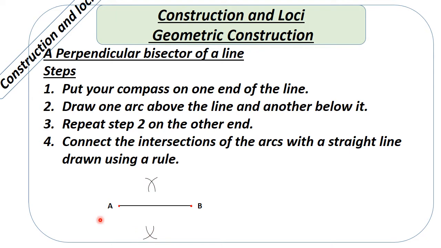So when you do this, the next step is to connect the meeting points of the arcs. So these should be faint lines because they are not answers, they are just a way to get answers. So the answer is the perpendicular bisector, which should be drawn as a solid line, not as a faint line. So you can draw it like that. That's your perpendicular bisector.